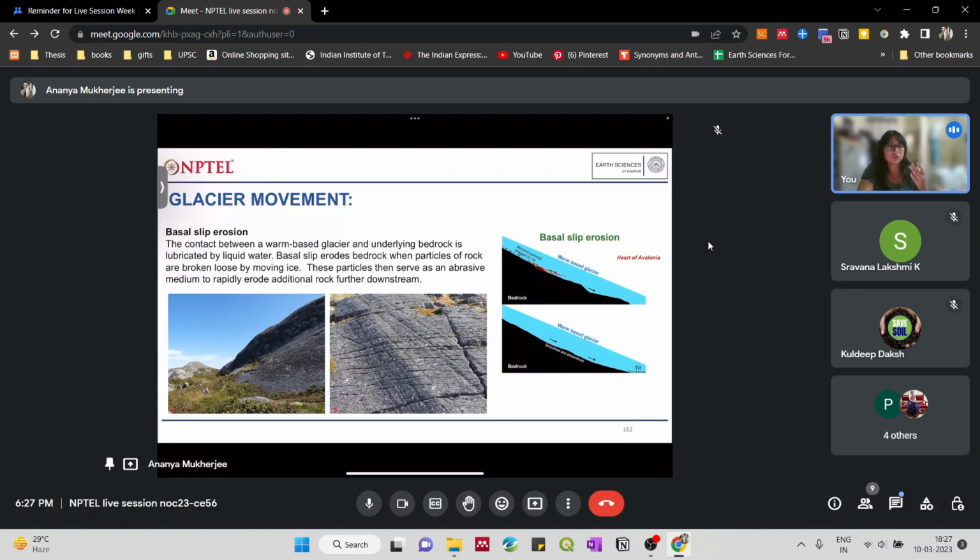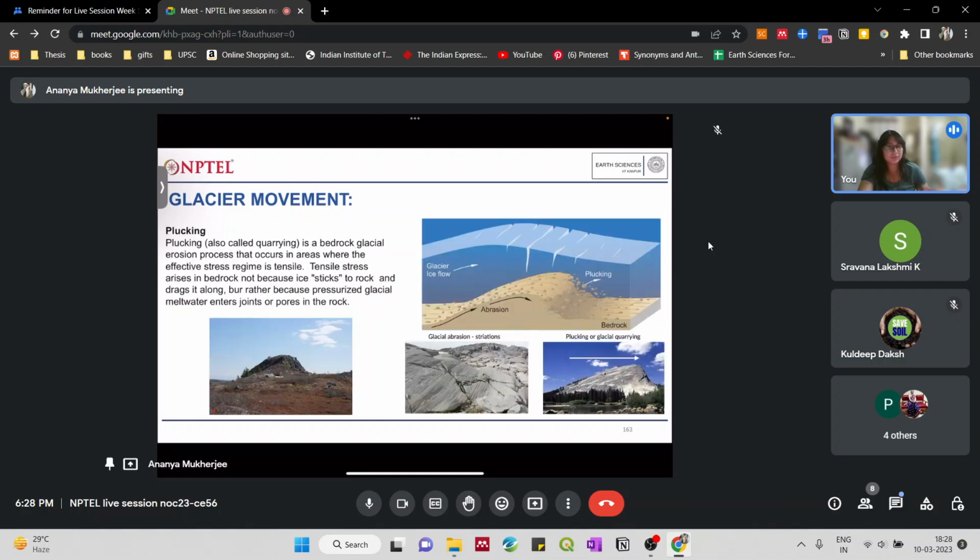Also, they can create striations along the bedrock. You can see in the second photo over here. There are striations because of the abrasive rock material that is traveling with the glacier downwards. Another way glaciers move and erode is called plucking.